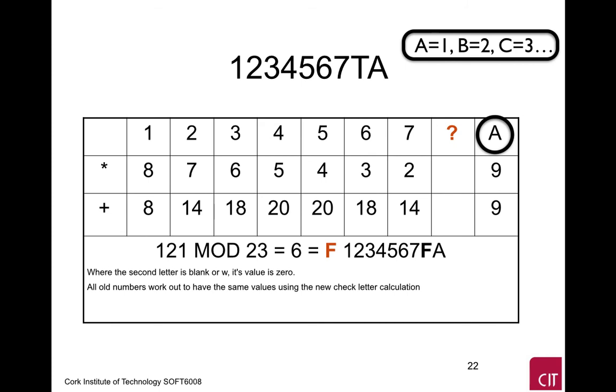So once again, we multiply by 8 or by 7, by 6, by 4, by 3, and by 2. But if there is the extra digit at the end, then that gets converted to a number using A equals 1, B equals 2, C equals 3, and so on. So this A is 1 multiplied by 9 gives 9. So we total all those up then, and in this case it would have been 121. 121 mod 23 equals 6. So 6 is A, B, C, D, E, F.